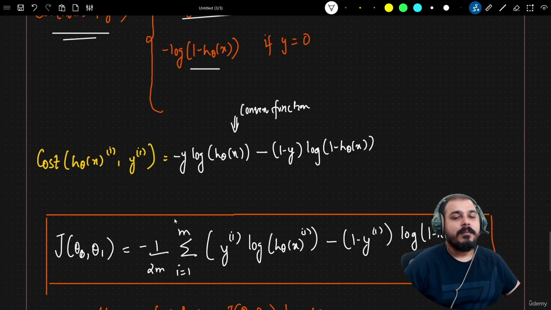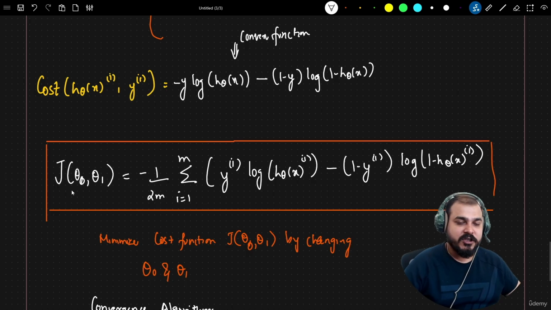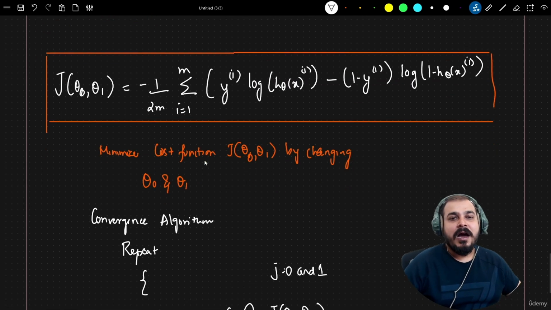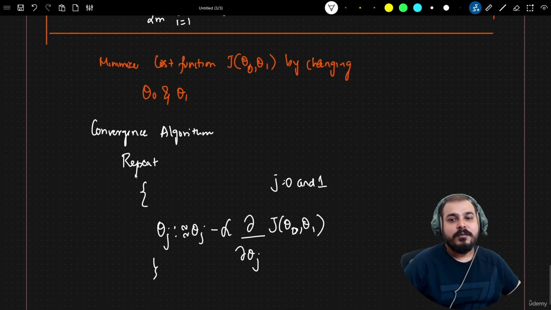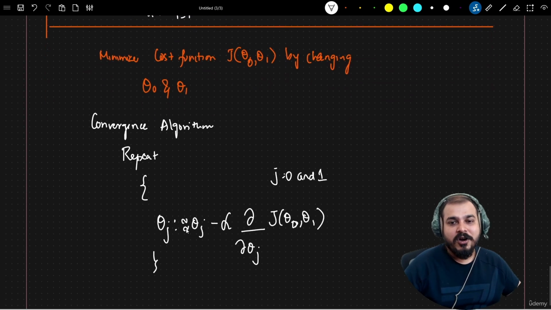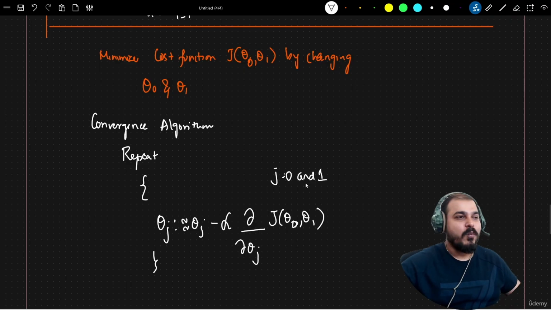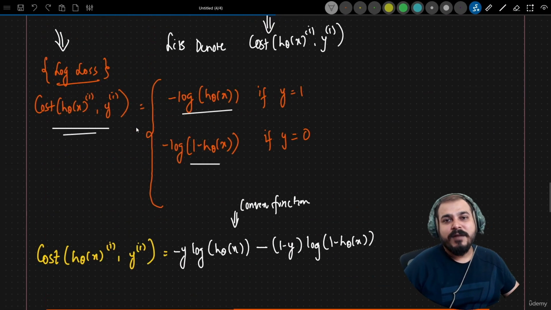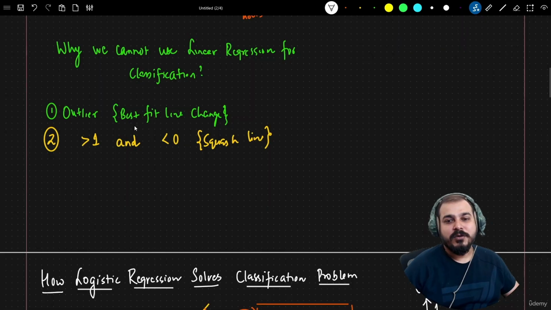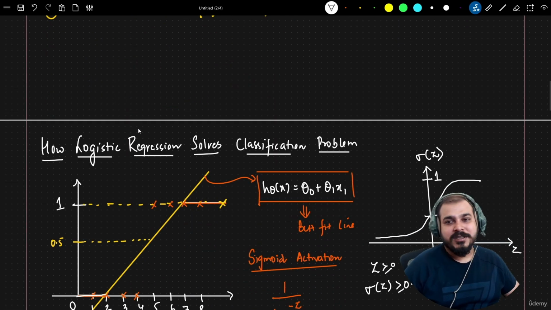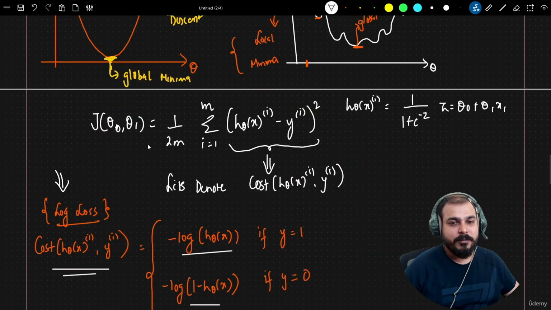So finally you'll be able to see that I will be writing my cost function as J(theta 0, theta 1), and this is the entire equation. Our main aim is to minimize the cost function by changing theta 0 and theta 1, and we'll repeat the convergence algorithm where we keep updating theta j, where j is equal to 0 and 1. And similarly, if I have multiple features, j will keep on increasing, like 0, 1, 2, 3, 4, 5, 6. So I hope you have got an idea about the entire mathematical intuition and how we are using logistic regression to solve the classification problem, right?